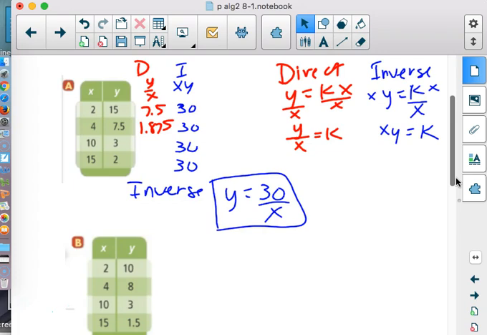B. We're going to do the same thing. We're going to think, okay, if it's direct variation, when I divide, I'll get the same thing every time. If it's inverse variation, when I multiply, I'll get the same thing every time.